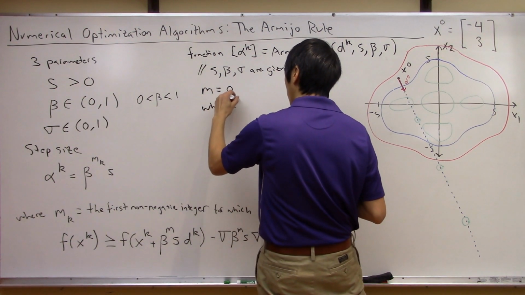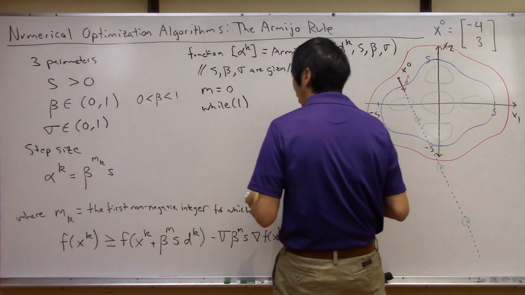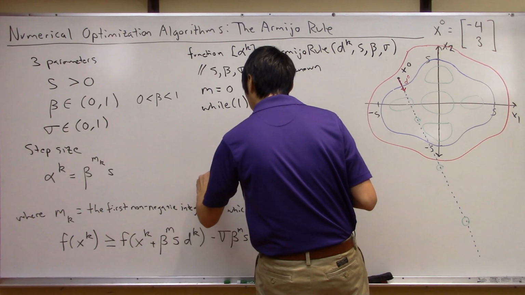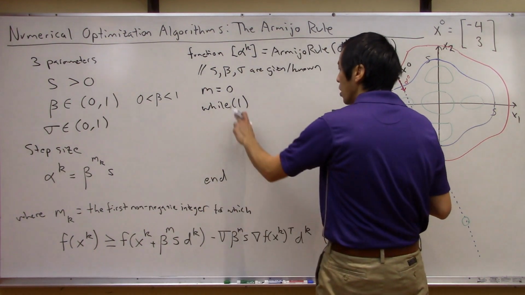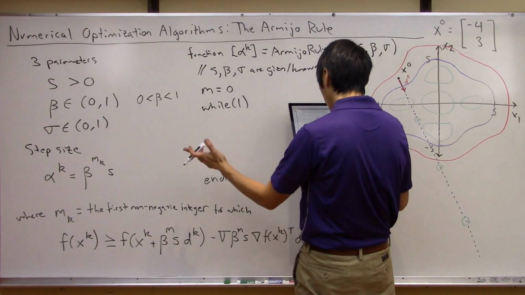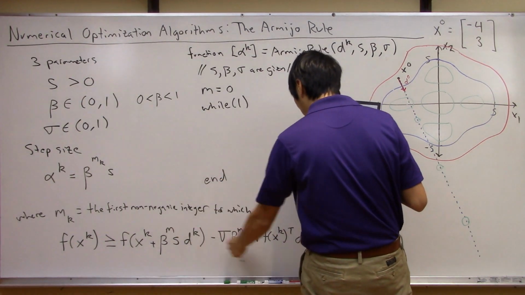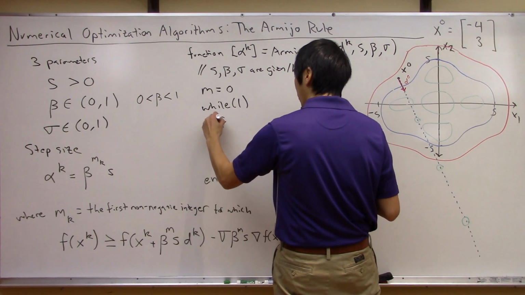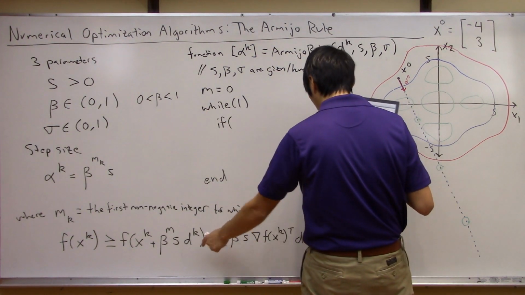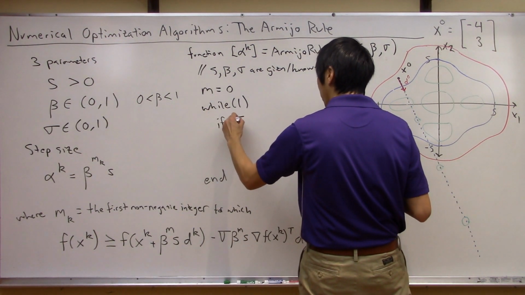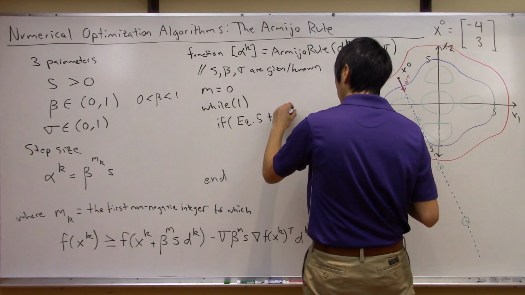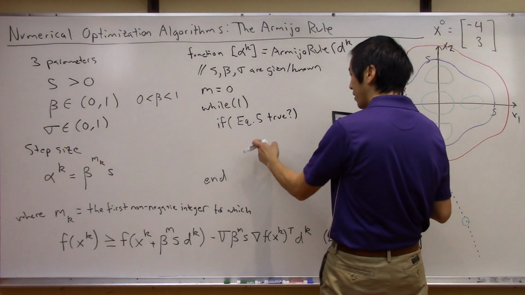one loop. This is pretty simple. While one, I'm going to put an end statement down here. In this loop, all you're doing is literally checking whether this thing is true. Maybe I'll just write this in to be lazy: is equation 5 true? If it is, you're basically done.